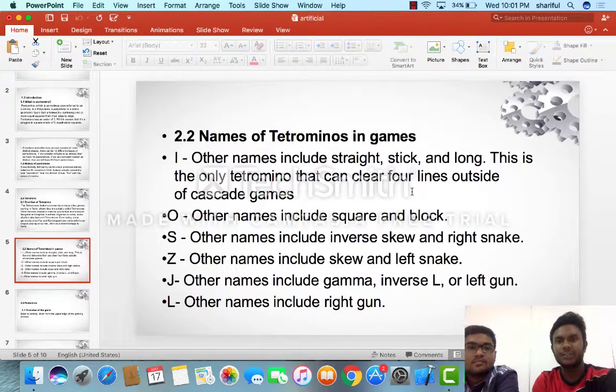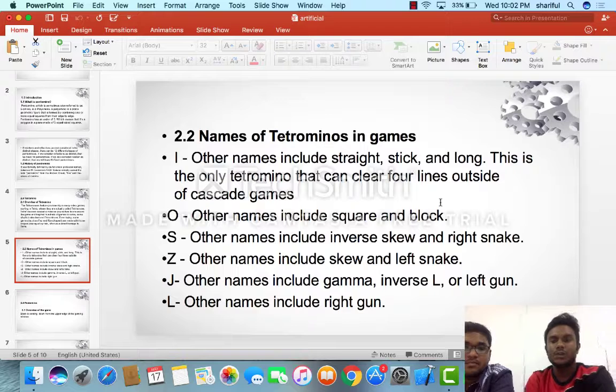Names of Tetrominoes in games. Other names include straight, stick, and long. This is the only Tetromino that can clear 4 lines outside of Cascade games. Other names include square and block. S. Other names include inverse, skew, and right snake. Z. Other names include skew and left snake. J. Other names include gamma, inverse L, or left gun. L. Other names include right gun.